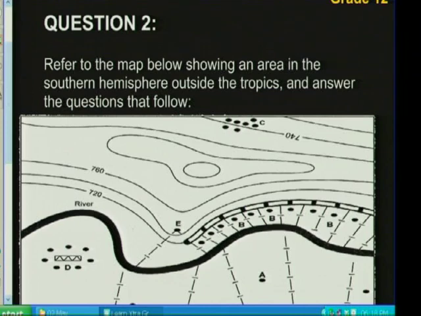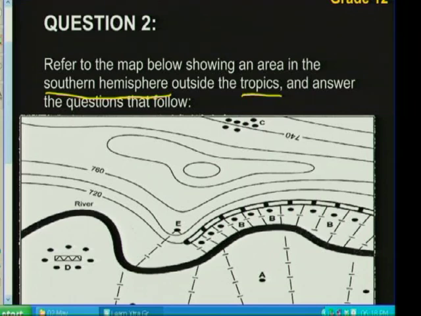Let's move on now to question 2. Question 2. Refer to the map below showing an area in the southern hemisphere. Note the examiner is referring specifically to the southern hemisphere, outside the tropics, and answer the questions that follow.